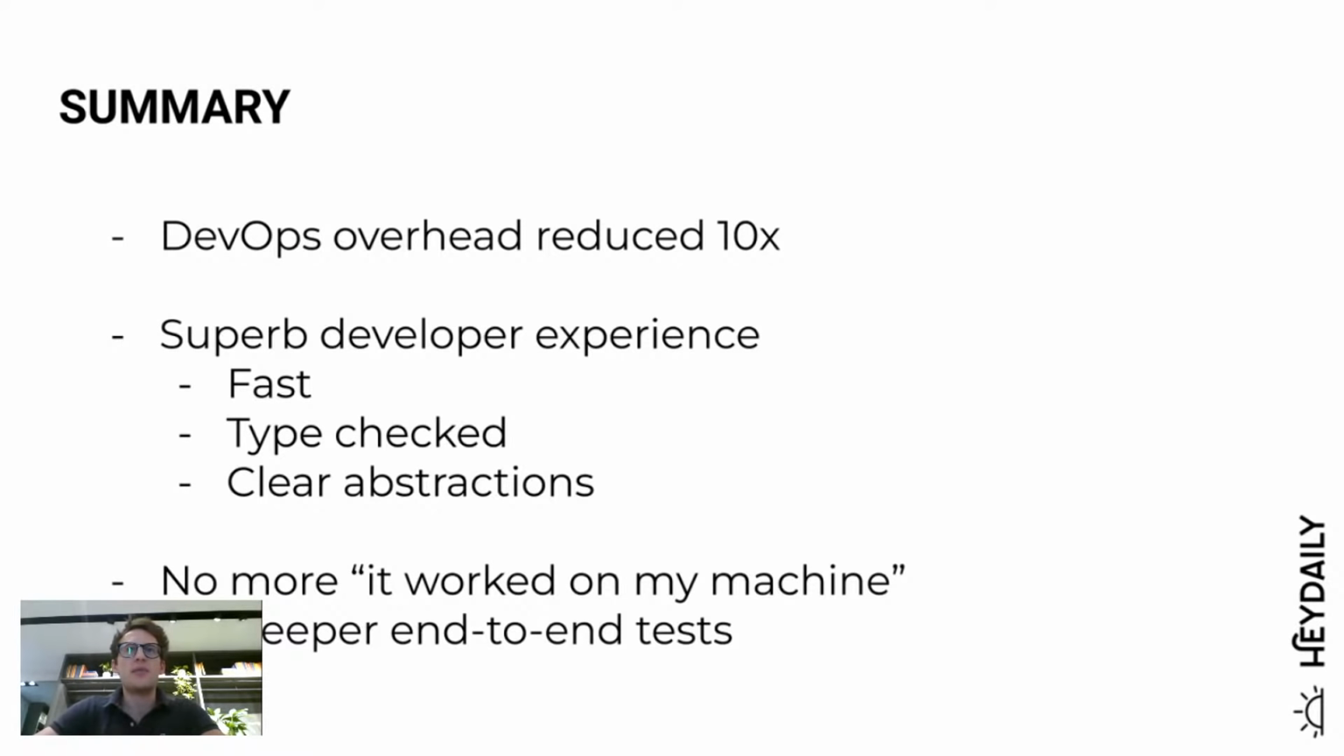Yeah, so in summary, our DevOps overhead has reduced. I wrote 10x. It's probably bigger than that. It's a huge order of magnitude decrease in effort for DevOps. And not only that, but we've also got this superb developer experience. It's super fast. It's type checked. The abstractions are clear on the infrastructure. And there's no more it-worked-on-my-machine issues. We're already testing it in the cloud against the genuine cloud resources with these deeper end-to-end tests. So yeah.